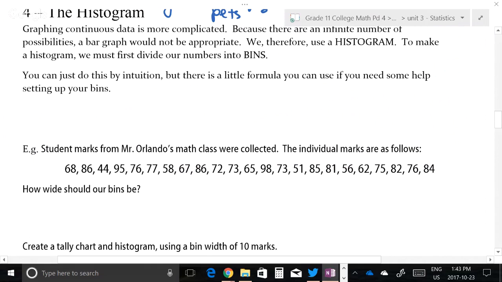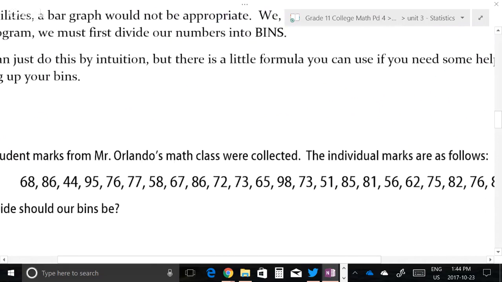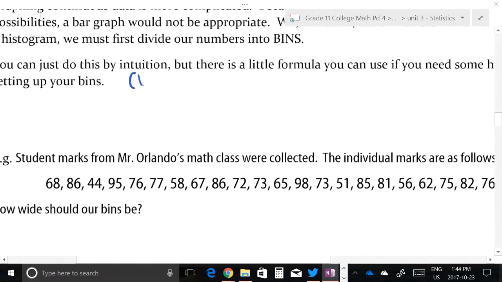So I'm going to give you a little formula you can use. You don't have to use this formula, okay? It's just if you're stuck and you don't know what to do, this is one way to do it, okay? Where what you can do, and you're going to use all round numbers. You're going to really round all your numbers.